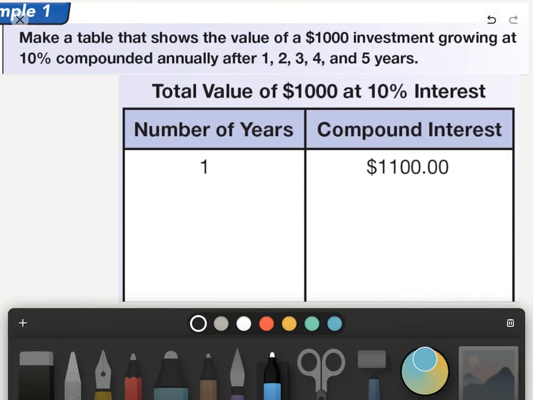Alright, so let's go right here. Our example number 1 here is we're making a table that shows the value of a $1,000 investment growing at 10% compounded interest annually after 1, 2, 3, 4, and 5 years. So let's say now this is actually wildly profitable. If you graph it, actually, it's crazy.